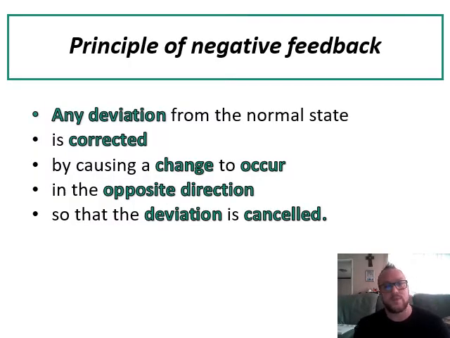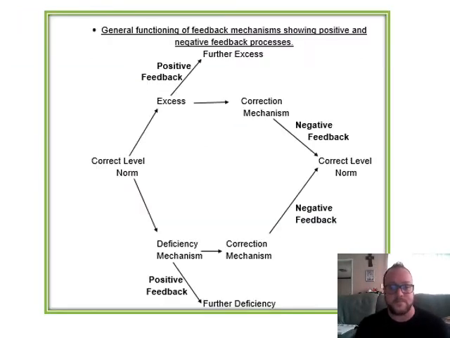So the principle of negative feedback goes as such. Any deviation from the normal state is corrected by causing a change to occur in the opposite direction so that the deviation is cancelled. So something changed, this caused a change to occur. We now want to go back to the original part, and there is a mechanism in between of that. So just directly relating it back there.